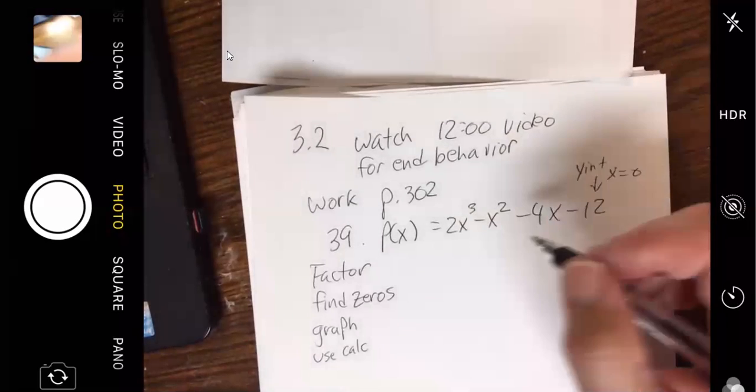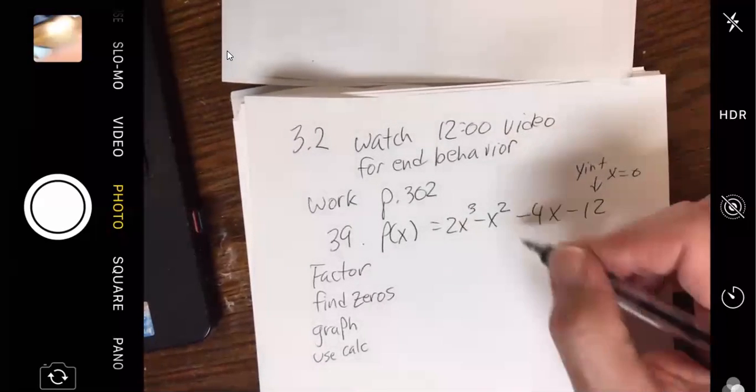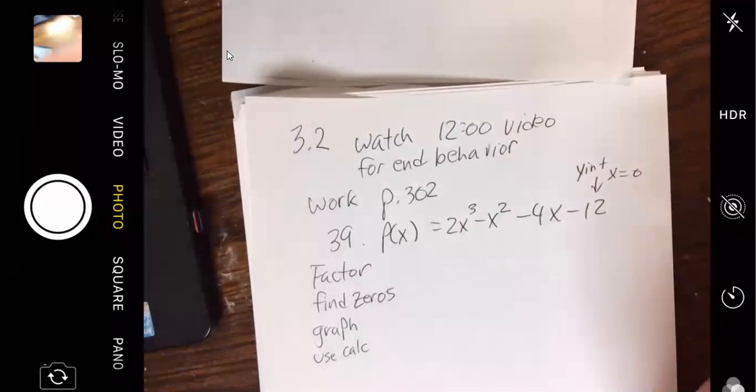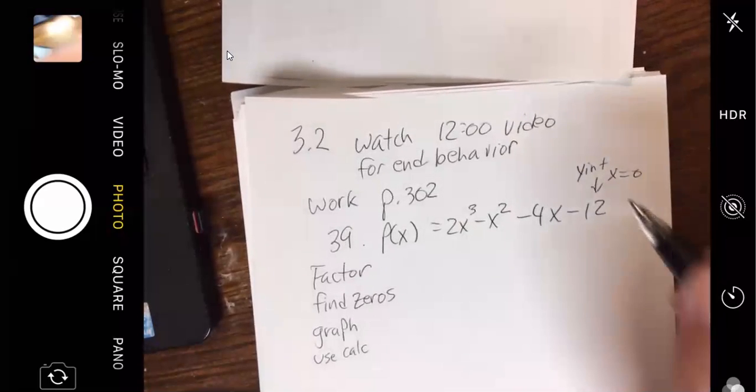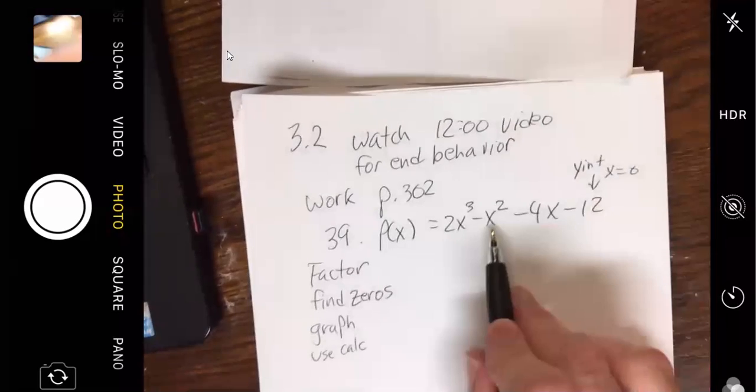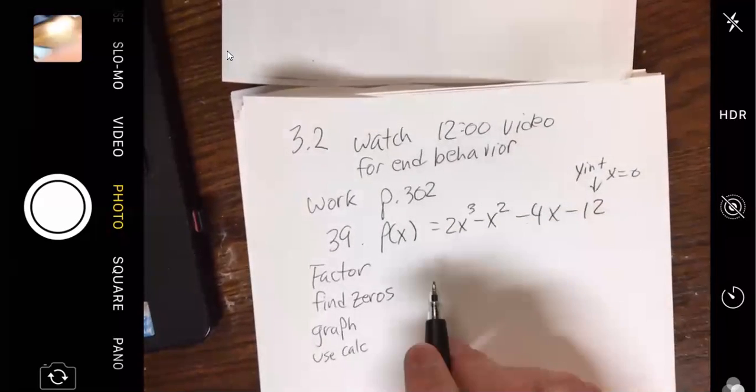It would not be easy to find x-intercepts of this. You have to pretty much look at the graph. There's no cubic formula. There's only a quadratic formula for x squared. You start adding terms and there are no formulas.